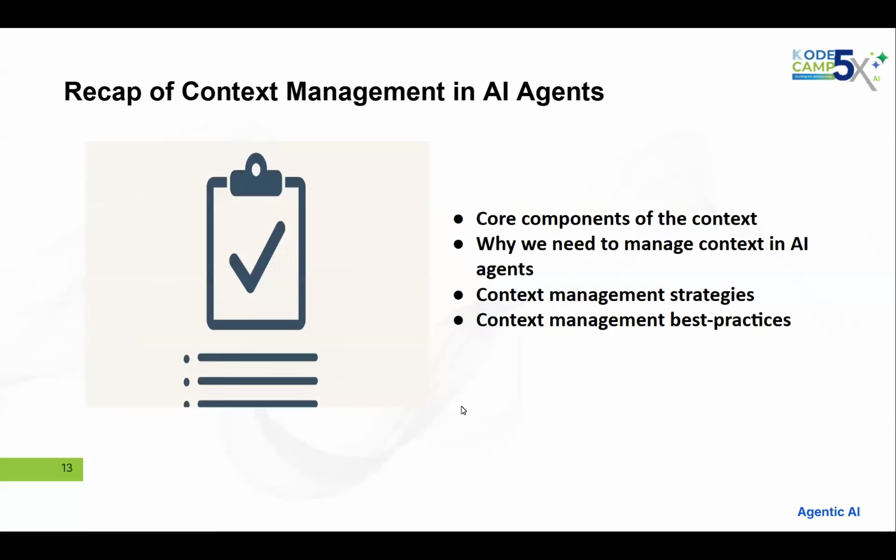Last week we talked about context management, and just to do a recap, we talked about the core components of the context, which includes the system message, which comprises the persona and system instructions. It includes the user inputs. It includes ground truth information. It includes tool schemas, responses, and so on.